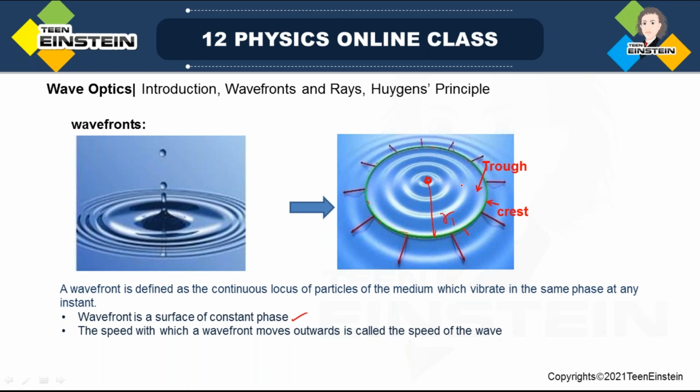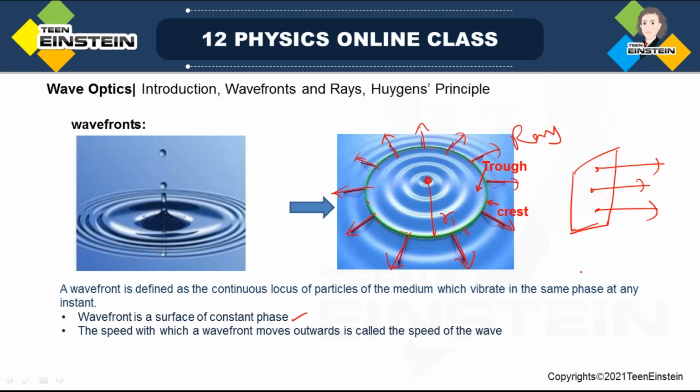Now if you draw a perpendicular to this wavefront, then look, this is a perpendicular, and this is another perpendicular. Actually, these are called rays. Straight lines perpendicular to the surface, obviously perpendicular to the wavefront, are called rays of light. Suppose you have been given a plane wavefront, then what will be the ray? You have to draw the perpendicular, then you get the ray.